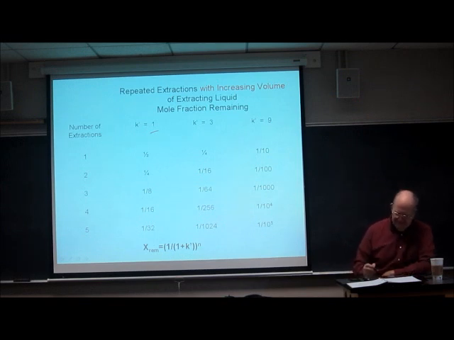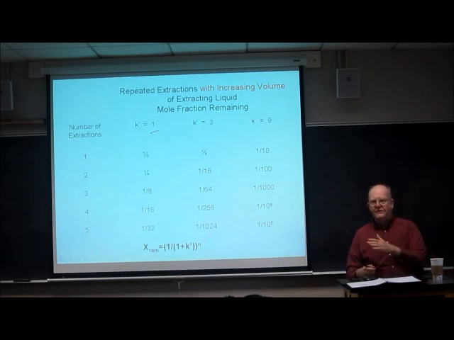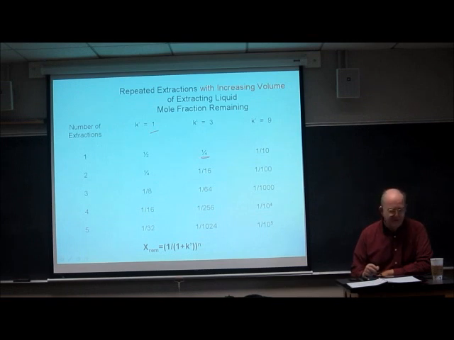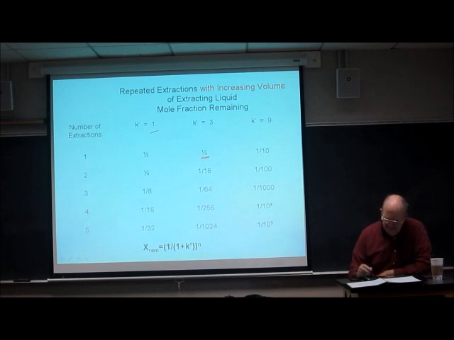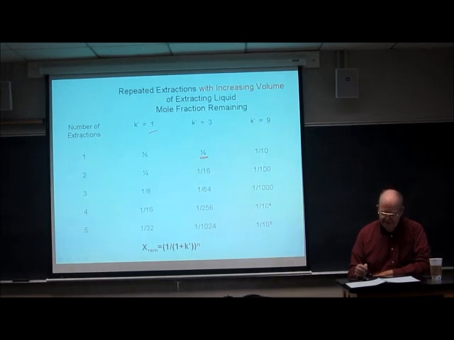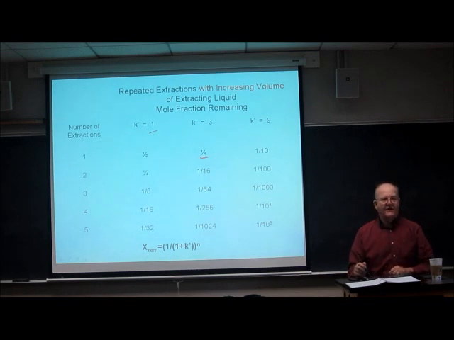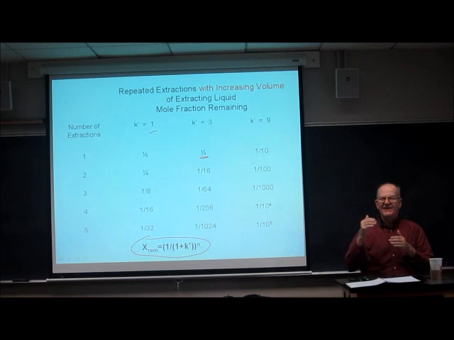If K prime is three, that means more of the stuff extracts. There's less remaining on the first shot. 1 over 1 plus K prime is the fraction remaining. 1 over 1 plus 3 is 1 over 4. That's 1 fourth. That's where that number comes from. If we do that twice, it's a 16th, and so on. I picked 9 in this case because I'm going to add 1 to it, and I can do 1 over 10, 100, 1,000th, a 10,000th, and a 100,000th after 5 extractions. There's your fraction remaining. Okay, each time I'm doing the extraction identically.